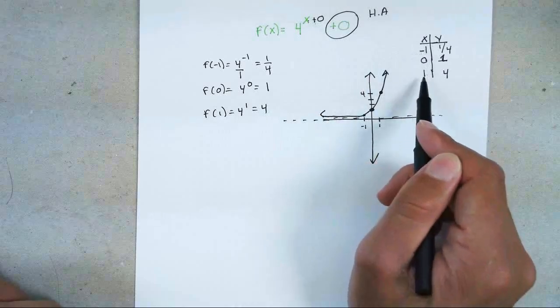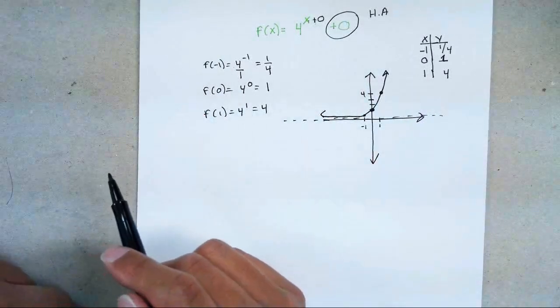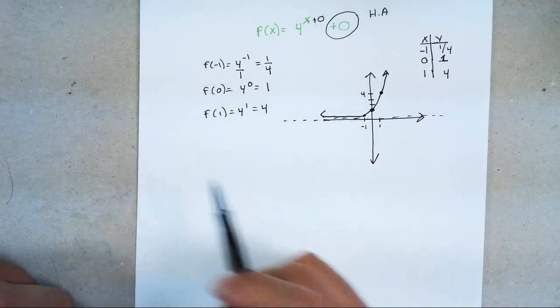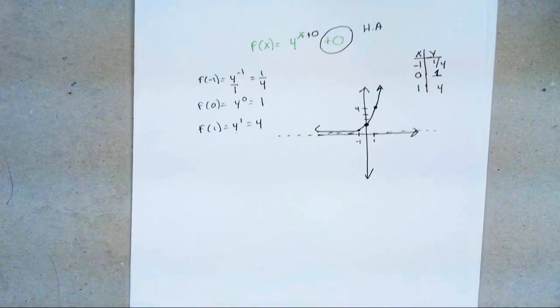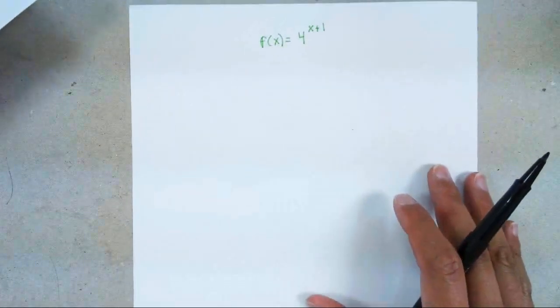Pick one number less than and one number greater than, and then the points are going to be easy. Alright, so if you're able to do that, you're going to get these right every single time. So now we're going to look at a different example, something with a transformation.